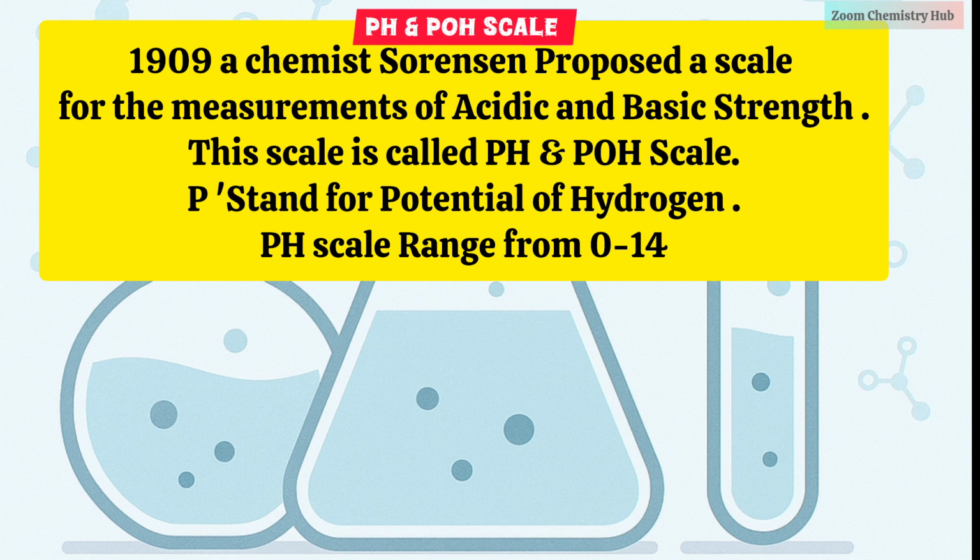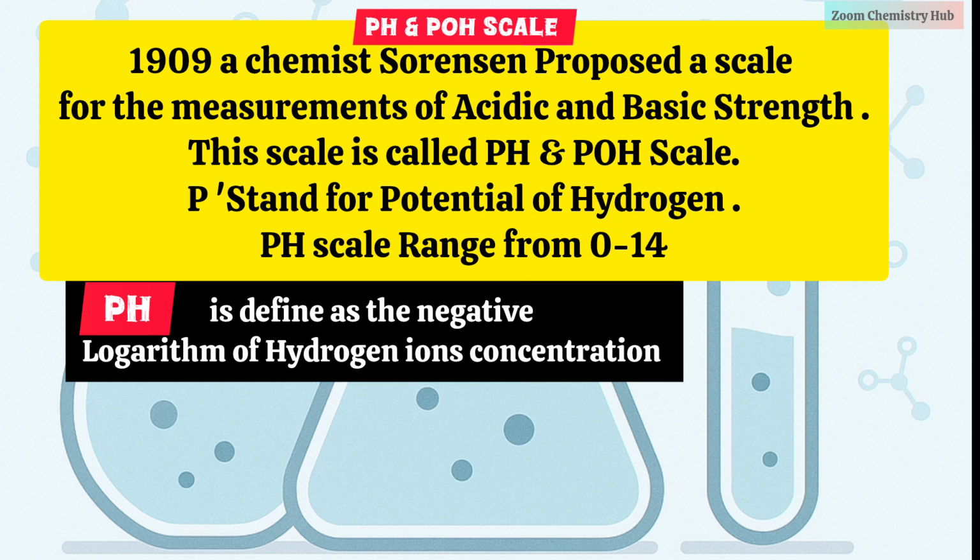The pH scale measures the acidic or basic nature of a solution, and this scale has a range from 0 to 14. The acidity or the basicity of an aqueous solution depends upon the relative hydrogen ion and hydroxide ion concentrations present in the solution. So first we will discuss what pH is.